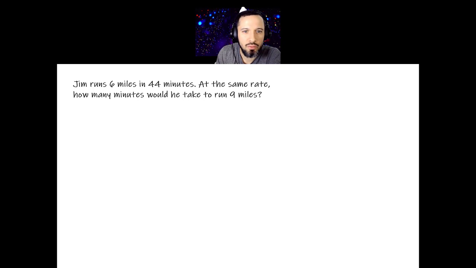Jim runs 6 miles in 44 minutes. At the same rate, how many minutes would he take to run 9 miles? The clue that tells me we're dealing with a proportion problem is that he's running 6 miles in 44 minutes, so we're talking about minutes and miles. And then looking at the question, at the same rate, how many minutes to run 9 miles?